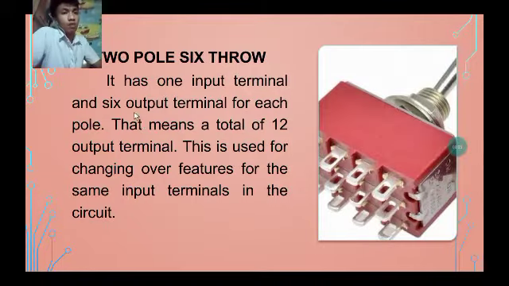So next, two pole six throw. It has one input terminal and six output terminals for each pole. That means a total of 12 output terminals. This is used for changing over features for the same input terminals in the circuit. You can see it's like an example of a toggle switch, but aside from the toggle switch, this has one input and many outputs. So that's it.